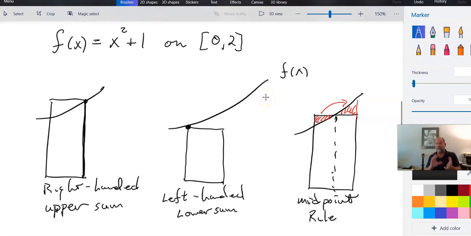Okay, so those are the 3 different ways we can decide the heights of the rectangles, and we're going to go through all 3 of these ways. And so let's go ahead and get started.